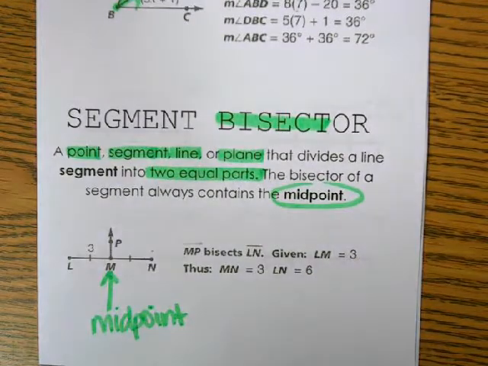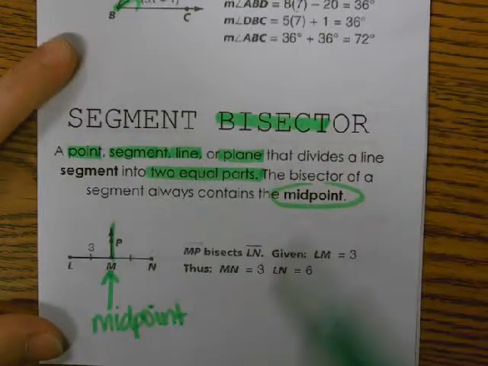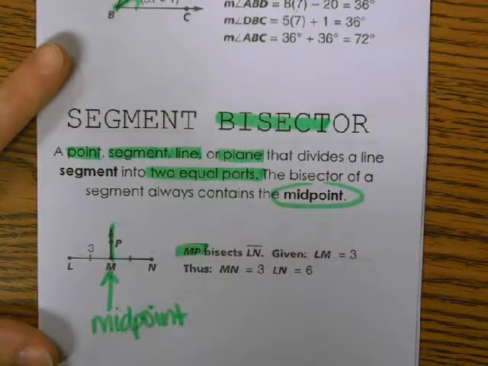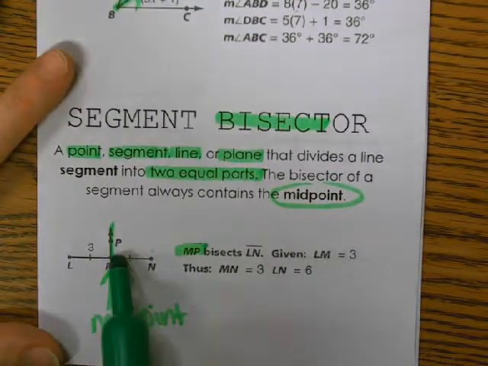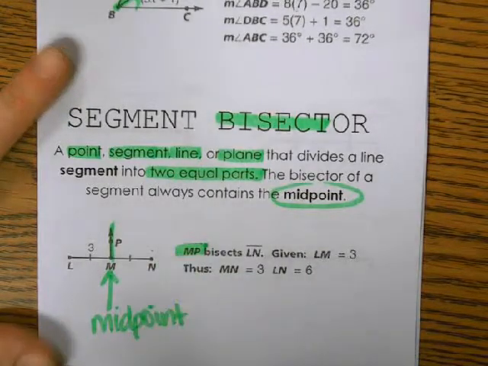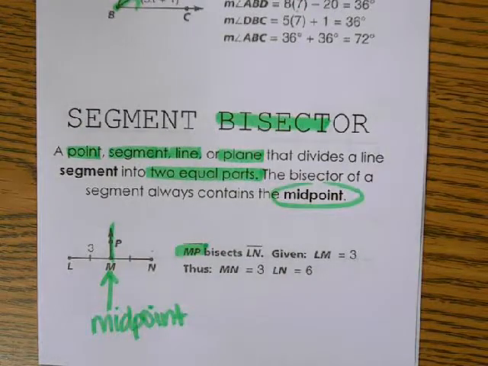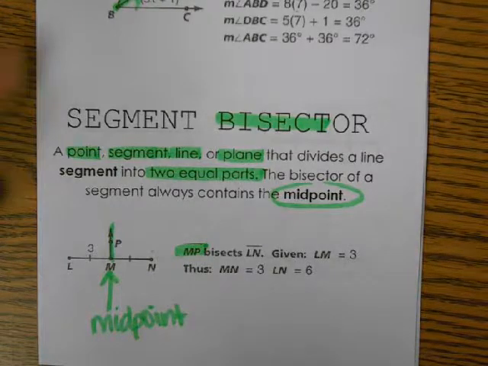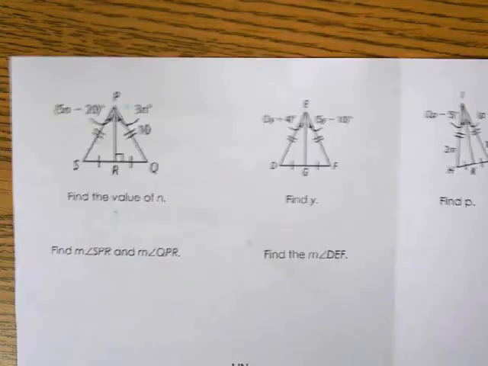Okay, and so if we're looking, it says line MP bisects line LM. So if LM is 3, we know that MN also has to be 3, and the whole length of the line has to be 6, because 3 plus 3 equals 6. Okay? So we're going to solve a few problems about angle bisectors and segment bisectors on the inside of this worksheet. So let's start with this first example.